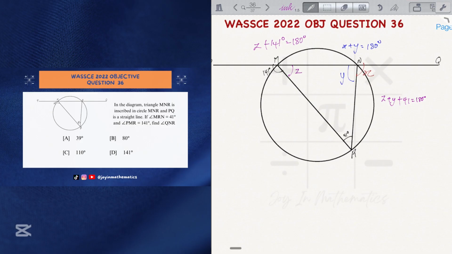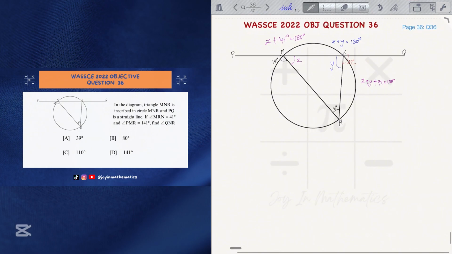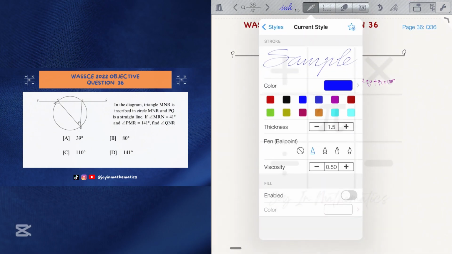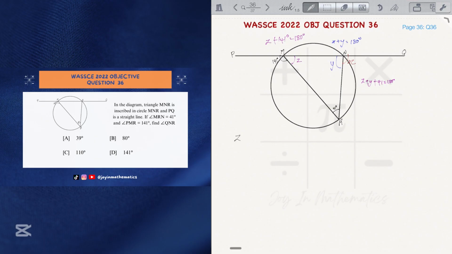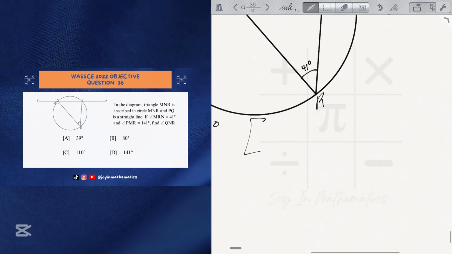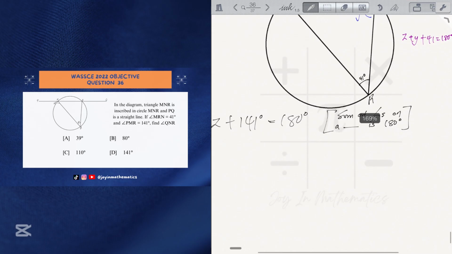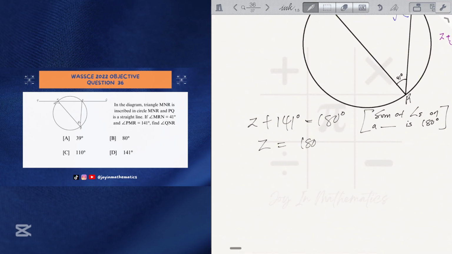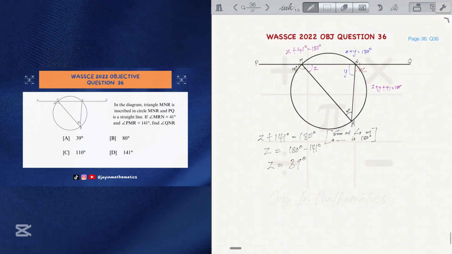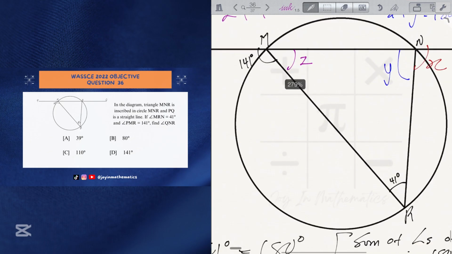So let's begin with Z. Z plus 141 degrees is equal to 180 degrees. The reason here is the sum of angles on a straight line is 180 degrees. So with that, Z will be equal to 180 degrees minus 141 degrees. So we have Z to be equal to 39 degrees.